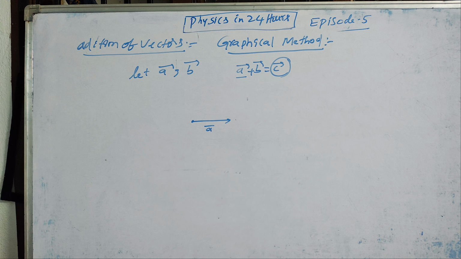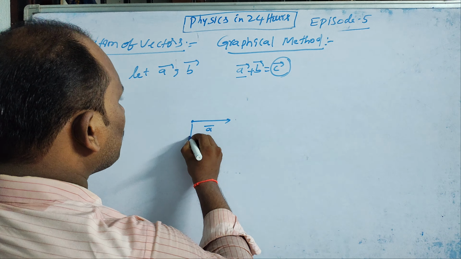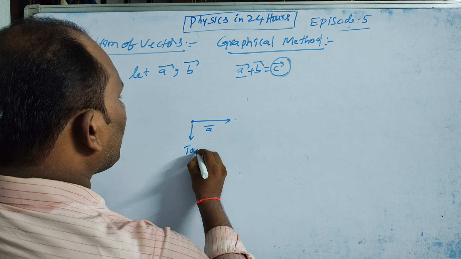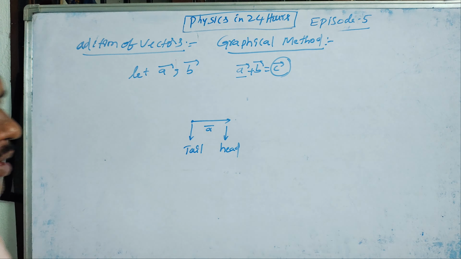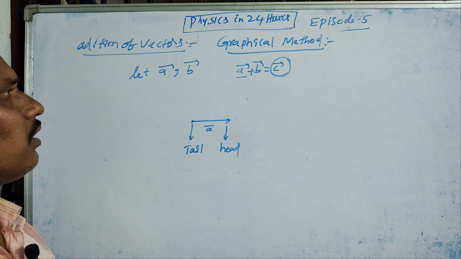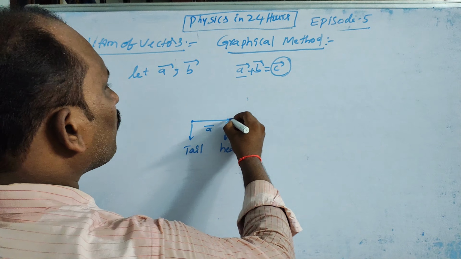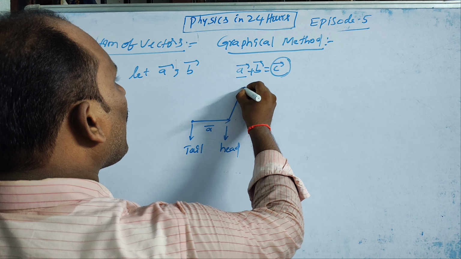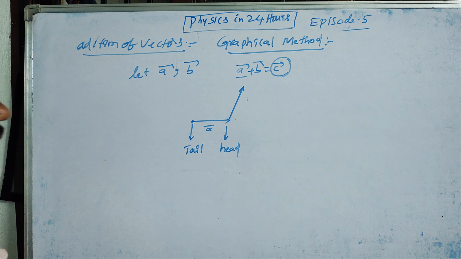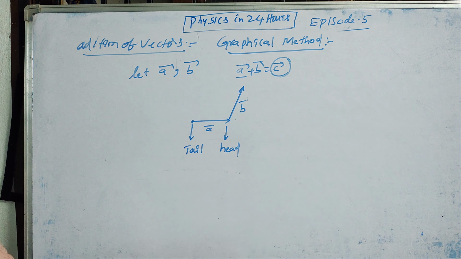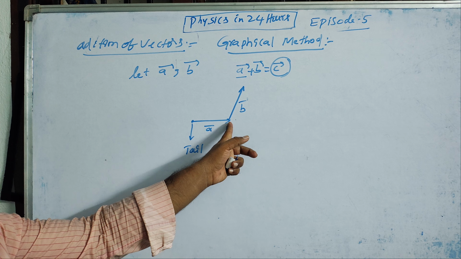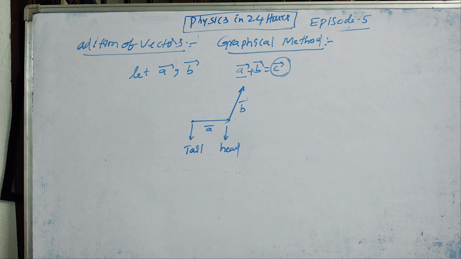So next one, how to tackle B bar? So B bar, let's say guys here, this is called tail. This is called head. Keep in mind. So this is tail, this is head. Now tail of B bar will attach to head of A bar.